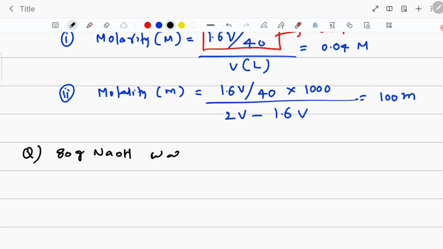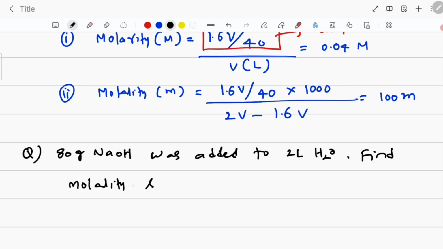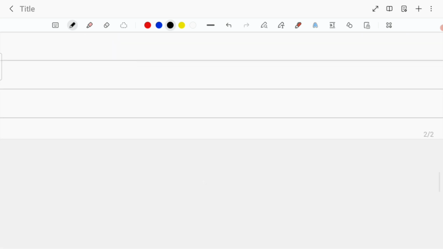Okay, next, proceed further. 80 grams NaOH was added to 2 liters H2O. Find molality of solution if the density of water is 1 gram per ml. Here the density of water is 1 gram per ml.